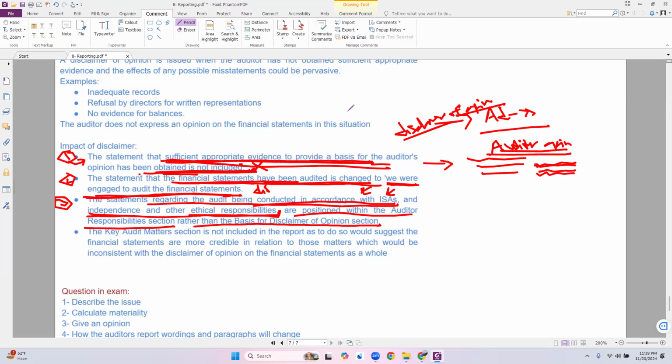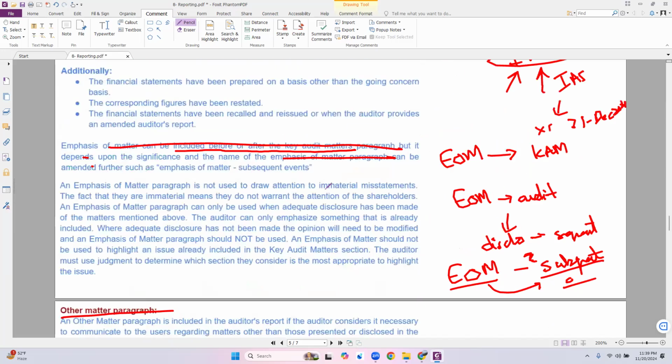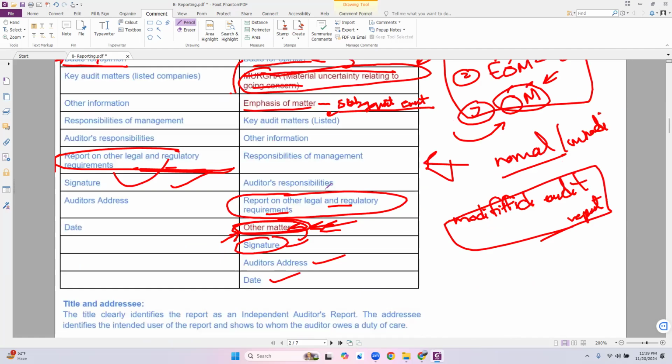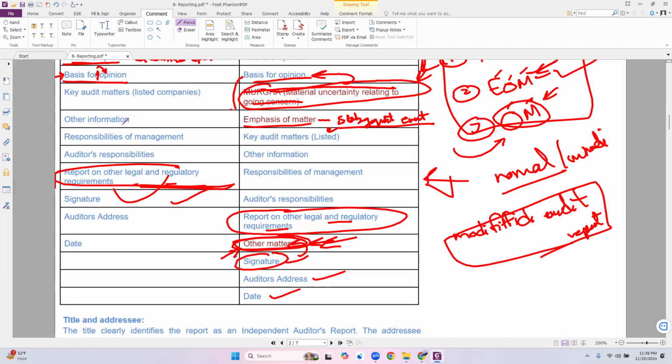And by the way, what would be the name of the basis for opinion paragraph? It would be the basis for disclaimer of opinion paragraph, right? Because the names of the paragraphs always change with whatever opinion you are giving. This line will not be included there anymore. This line will be included within the auditor responsibilities paragraph. And there is basically this paragraph within the audit report as well. You see this paragraph. Now this line would be included in the auditor responsibility paragraph.